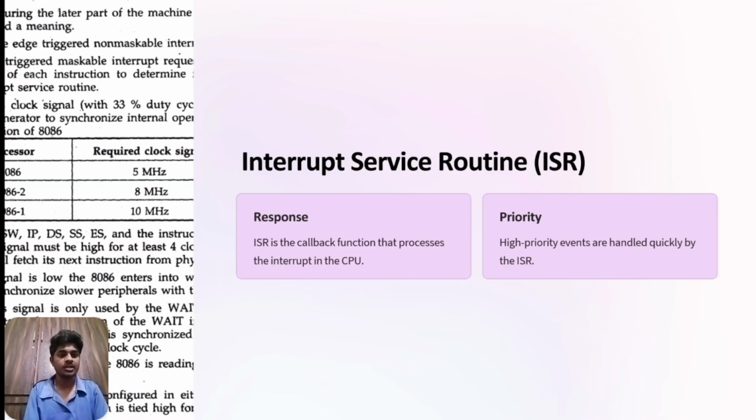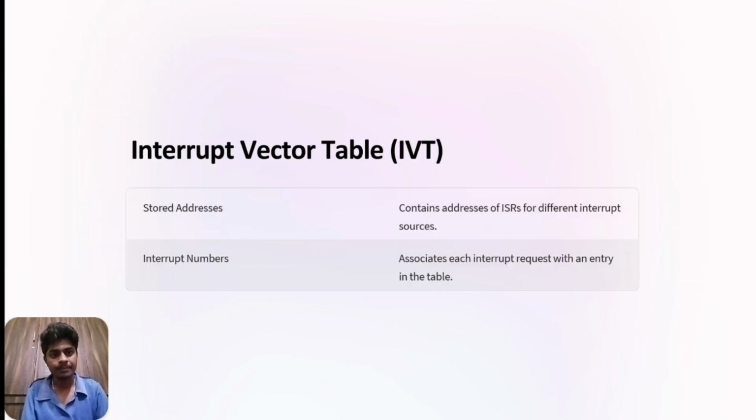Interrupt service routine, ISR: response and priority. The ISR is a callback function that processes the interrupt in the CPU. High priority events are handled quickly by the ISR. ISR is nothing but a response to the priority, which calls back as a function in the process of the interrupt in the CPU, and high priority events are handled quickly in the ISR.